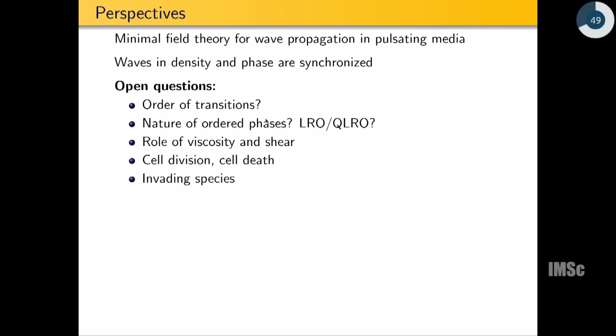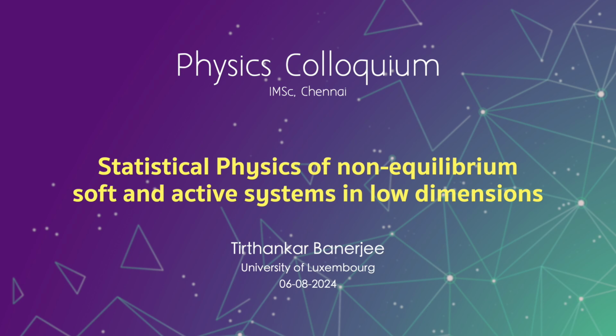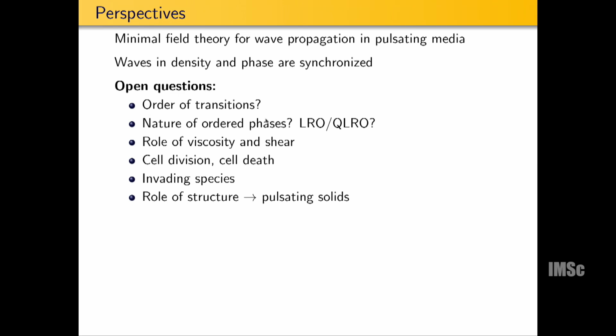What is the role of invading species? If you have a different density field which is now interacting with these pulsating tissues, does pulsation stop the flow of these invading species, or does pulsation aid it, or what is the interplay between these two things? I have in mind some kind of tumorous tissues, but these are the questions one will ask. And then a later goal is to understand what is the role of structure in these problems.